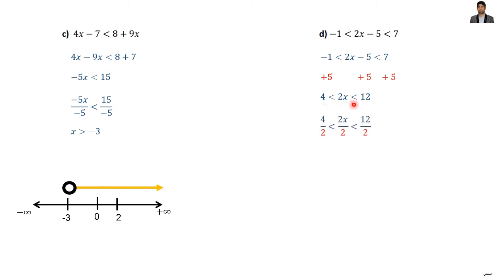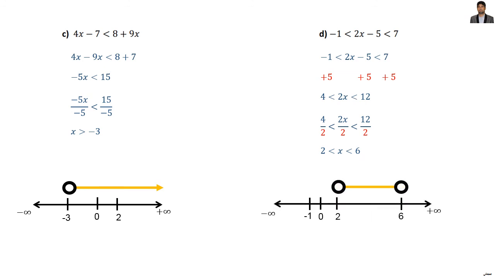Divide all the inequalities by 2. 4 divided by 2 will give us 2. 2 divided by 2, 1. 12 divided by 2, 6. So x is more than 2 and less than 6. And here is the graph of the inequality. Make sure you keep the circles blank for 2 and 6.